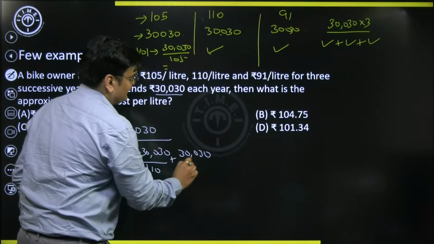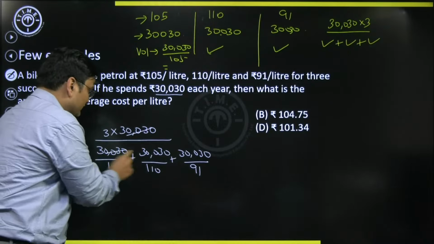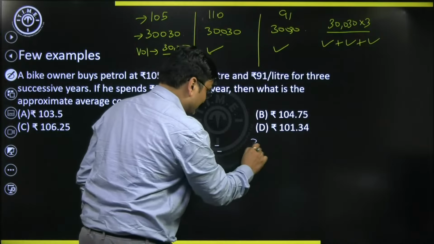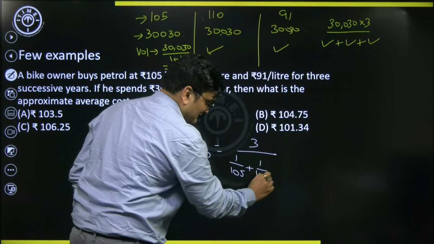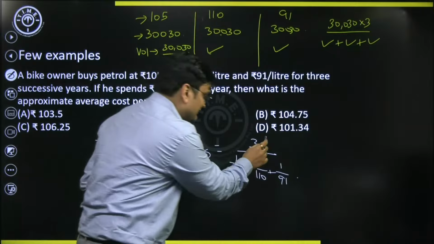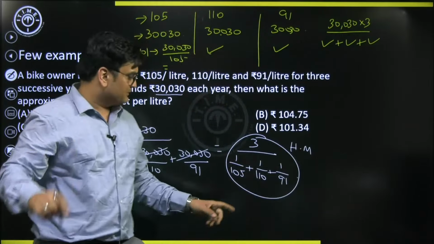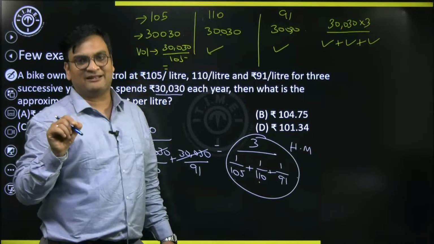30,030 by 91. Now please note here in the numerator and denominator, 30,030 can be cancelled out, and effectively I'm left with something like this. I'll not simplify this, I'll not solve this. Just look at this. Now, do we all know this is nothing but the harmonic mean of the 3 numbers? The 3 numbers are 105, 110 and 91. This expression is nothing but harmonic mean.